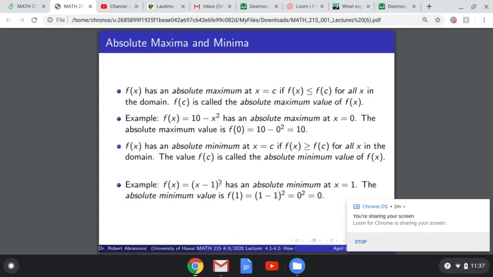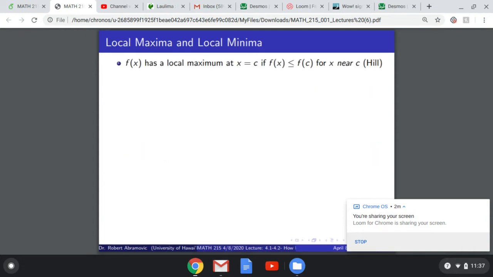And you can see for yourself, right, when any real number is squared, you always get a number that's larger than or equal to 0. It will be 0, though, when what's in the parentheses is equal to 0. That occurs when x is 1 and its minimum value is 0. If you plug in any other number, you're going to get an output value that is larger than 0. So that's what we mean by absolute maxima and minima.